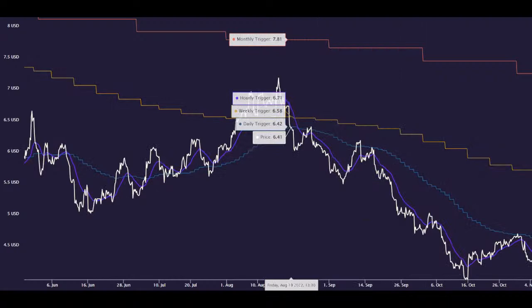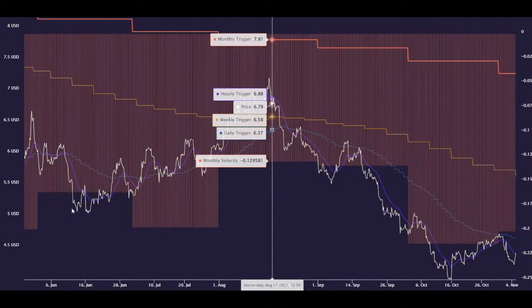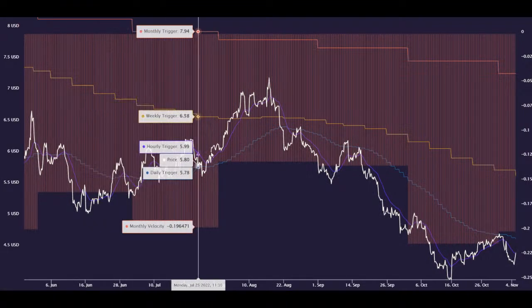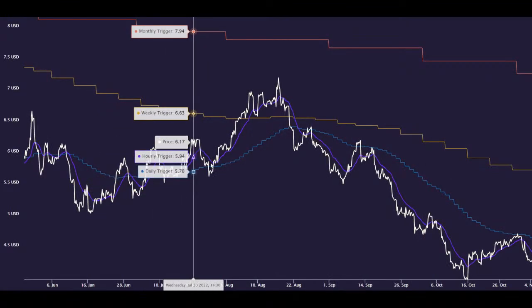Now, if you look at the monthly velocity, there was nothing really telling us that price wanted to attack the monthly trigger because monthly velocity wasn't getting better and better each month, but you could still see the way that these two airplanes pushed price higher.